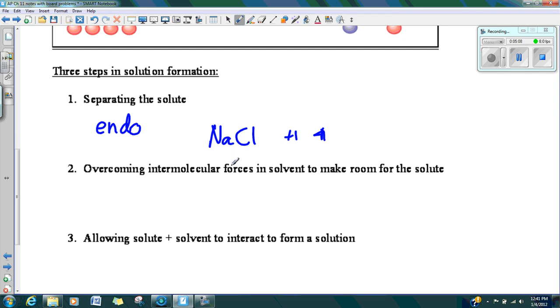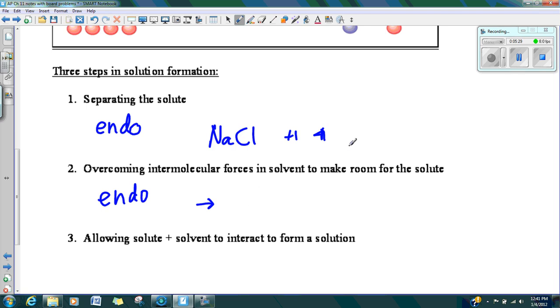Intermolecular meaning within, to make room for the solvent. So we have to overcome the hydrogen bonding, the dipole-dipole, the London dispersion forces. And again, this is going to be mainly endothermic. So make sure you're jotting down that we need to overcome hydrogen bonding, dipole-dipole, and London dispersion forces.